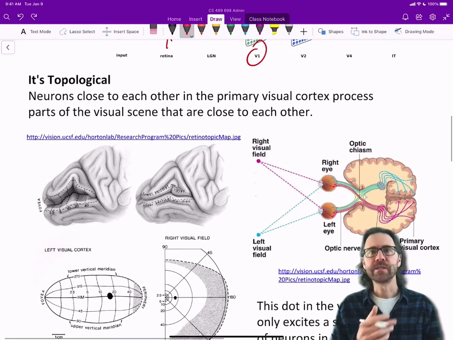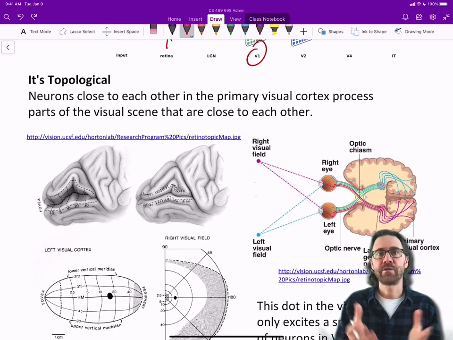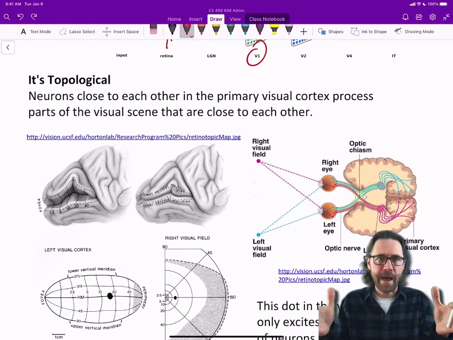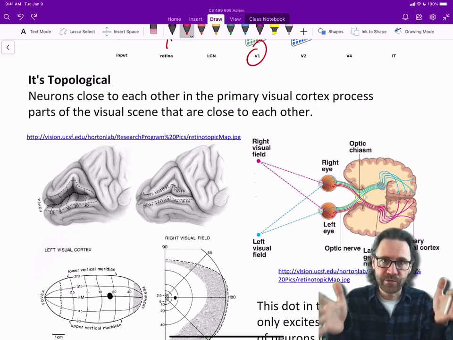Your visual system is topological. Now let me describe what that means. Topology, or topological in general, means that there's a continuous mapping, continuous spatial mapping between two different spaces.